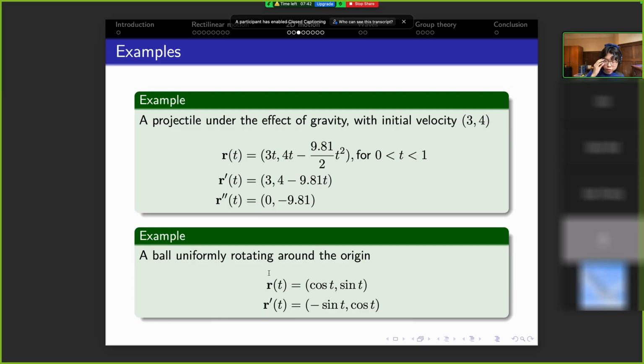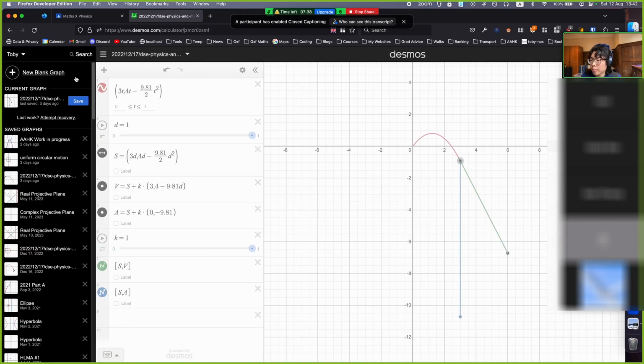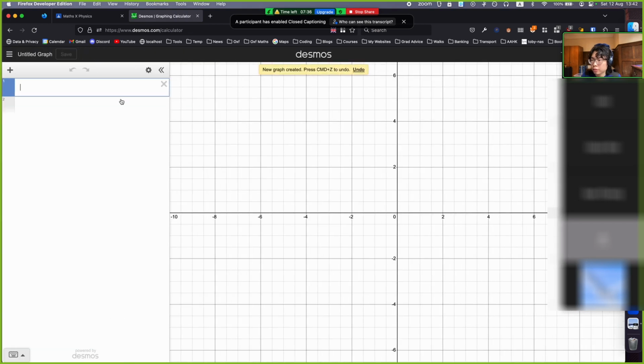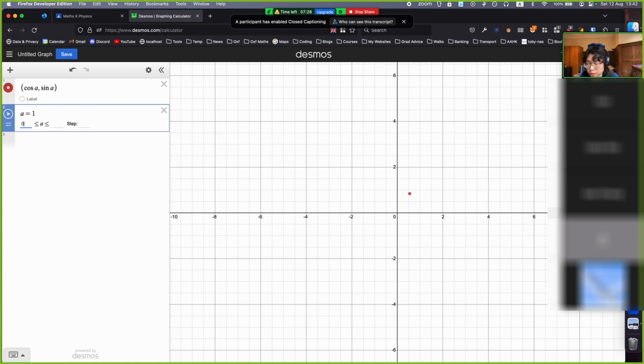So finally, we would also talk about balls uniformly rotating around the origin. So we can actually just do this with another graph. So if I have something like cosine A, sine A, let me just write this down correctly first.